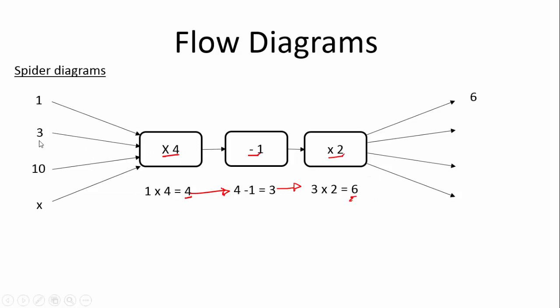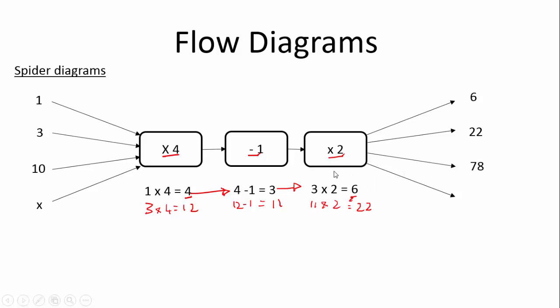So let's look at the next one. What is 3 times 4? 3 times 4 is equal to 12. What is minus 1? 12 minus 1 is 11. 11 multiplied by 2 is now equal to 22. And that is our answer of 22. What about 10 multiplied by 4? That's 40. Minus 1 is 39. Times it by 2. 39 times 2 is 78.